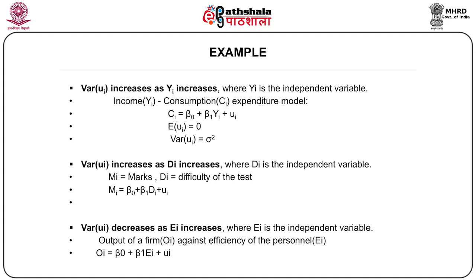Lastly, the variance of the error term UI decreases in certain cases, which is also evidence of heteroscedasticity. Suppose our regression model has an independent variable EI, where EI denotes the efficiency of a person, and the dependent variable is denoted by OI, where OI is the output of a firm. In this model, the variances of the error term UI decrease as the efficiency of the personnel increases.